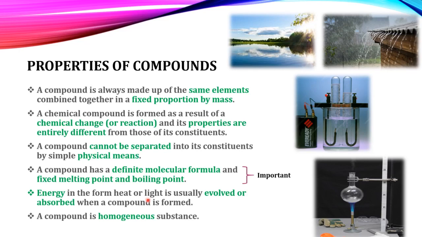Okay, then a compound is a homogeneous substance, means that its constituents have a uniform distribution, even distribution. So compounds are homogeneous substances. So that's all for the properties of the compounds. Now let's move on to the next topic.